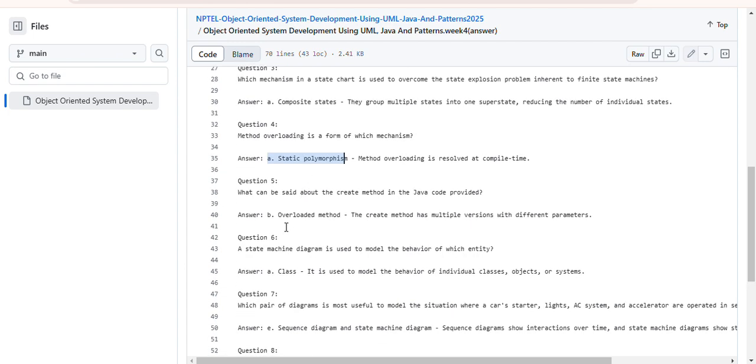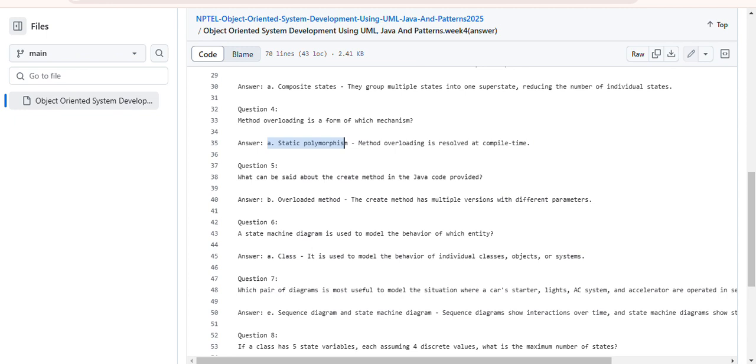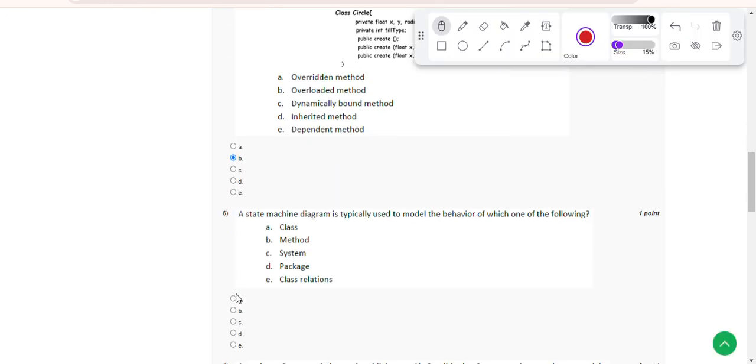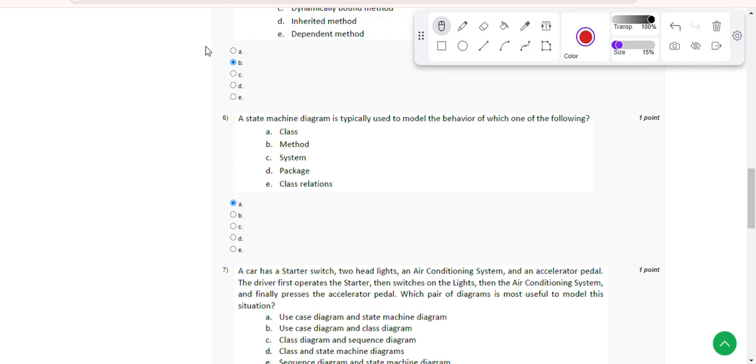The fifth question is completed. Sixth question is the class. A state machine diagram is typically used to model behavior. The answer is class diagram. Here class diagram is the correct answer.